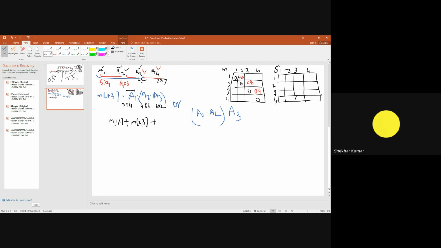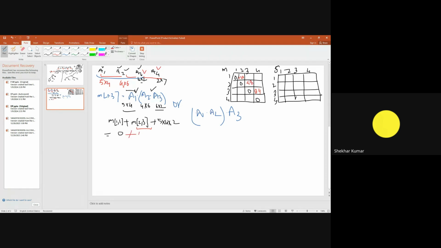Plus, by multiplying this matrix and this resultant matrix, the cost should be 5 into 4 into 2. That should be the cost. Then the value of M[1,1] is 0, and the value of M[2,3] is 48.